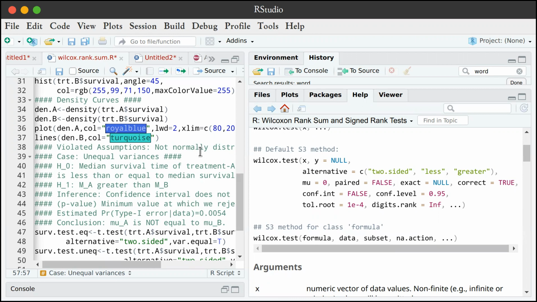Wait, isn't that the opposite? The probability of that or the probability of making a mistake. Making the mistake would mean that. Probability of making a mistake that the median of A is greater than the median of B is very small, right? 0.0005. Great.